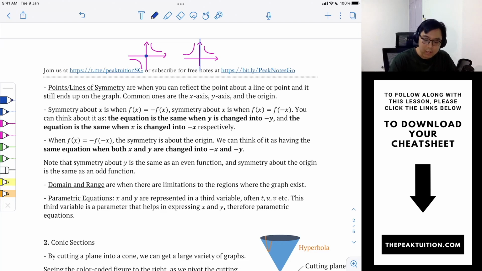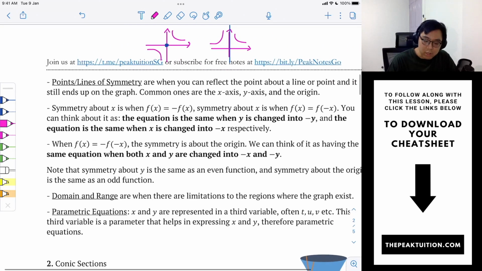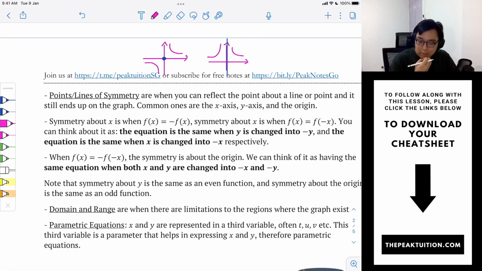Other possible graphs that we encounter with symmetry: the sine graph has a point symmetry, the cosine graph has a line symmetry about the y-axis, and so on and so forth. You can go and sketch them out and try and reflect them yourself to double check, okay? So when we have symmetry about the x-axis, it means that all the y values flip. So this is what happens. Your f(x), which is the y, equals minus f(x).